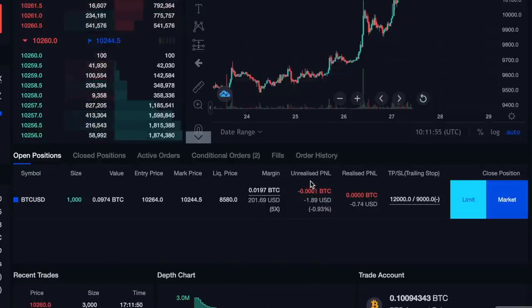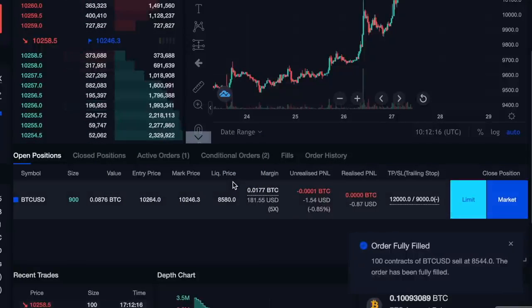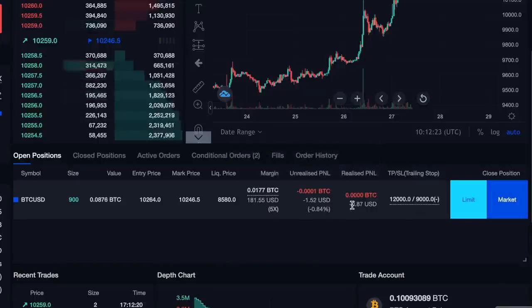Over here, you can see your unrealized profit and loss. So basically, if your position is currently at a loss or in a profit, and here you will see your realized profit and loss. So if you take profits, let's say I market sell a part of this position, I can click here, I can market sell 100 contracts here, and if I were to do that, then you can see that now the realized profit and loss changed a little bit. Basically, if you take profits, you will see the profits in here.